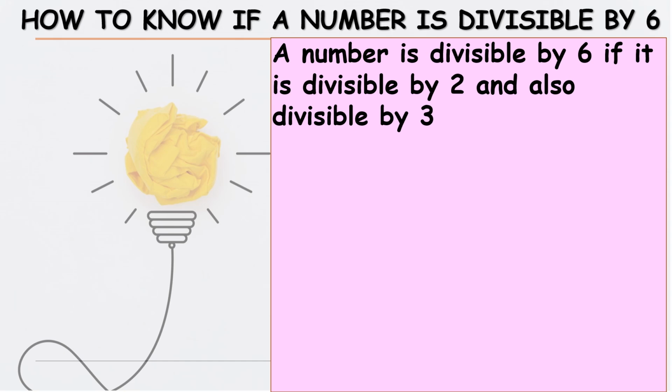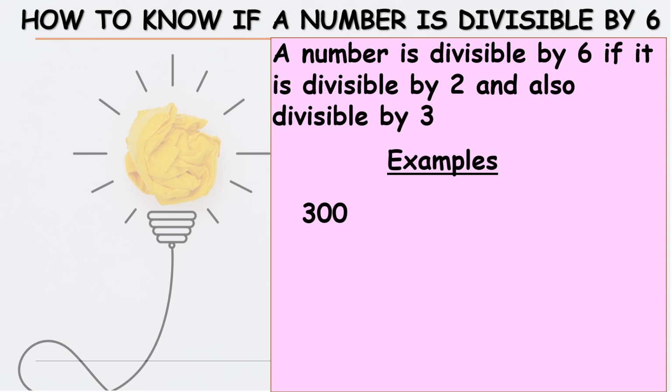So like we are saying, a number is divisible by 6 if it is divisible by 2 and also divisible by 3. Now, taking a little recap, when a number is divisible by 2, that number must be an even number. That is, it will end with a 0, it will end with a 2, it could end with 4, it could end with a 6, it could also end with an 8.